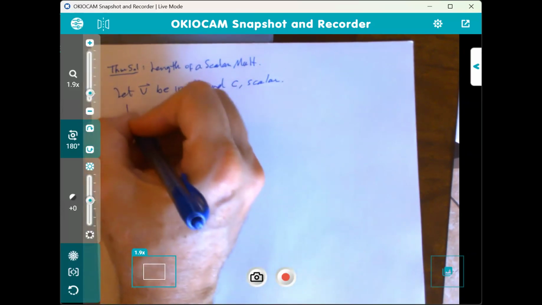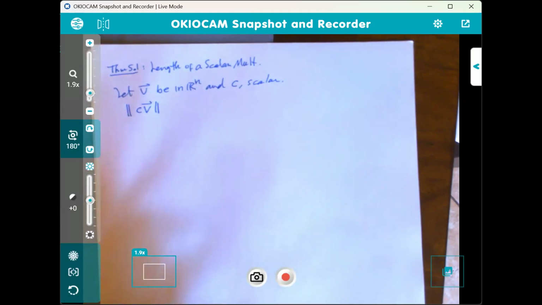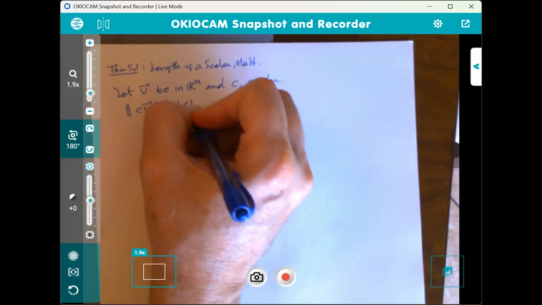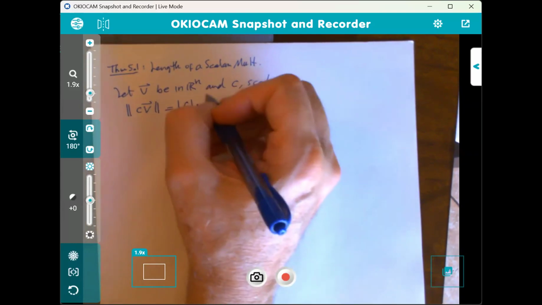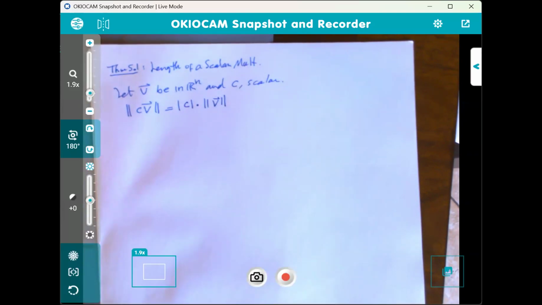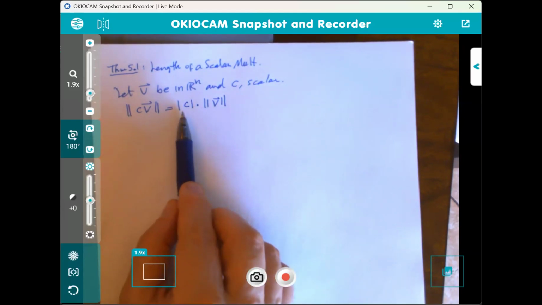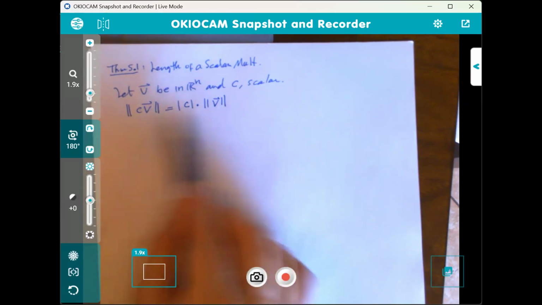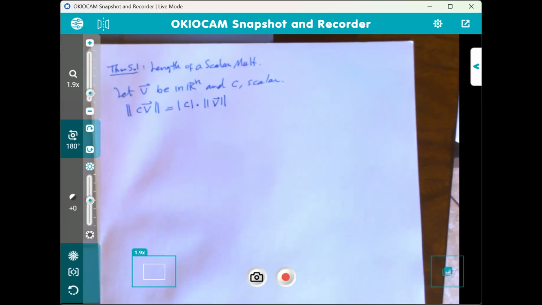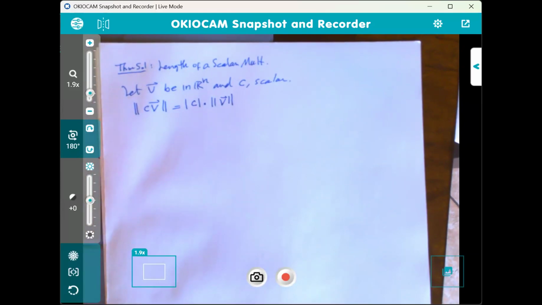Now, the magnitude of cv, the scalar multiple of v, is going to be the absolute value of c times, and we will prove this in just a moment, the magnitude of v. There you have it. The need for the absolute value: remember, the magnitude of a vector is always positive, the lowest is zero. So if c is negative without the absolute value, this would imply the length is negative, and that defies the definition of the length of a vector.